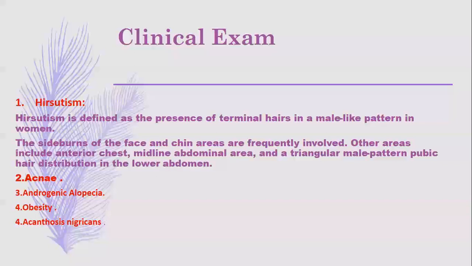How will you look for hirsutism? Hirsutism is defined as the presence of terminal hair in a male-like pattern in a woman. The sides of the face and the chin area are frequently involved. Other areas include the anterior chest, the midline abdominal area, the triangular male-pattern pubic hair distribution, and the lower abdomen. So when you search for hirsutism, the patient will present complaining of abnormal hair growth. You should look where that abnormal hair growth is, and you have a special map.